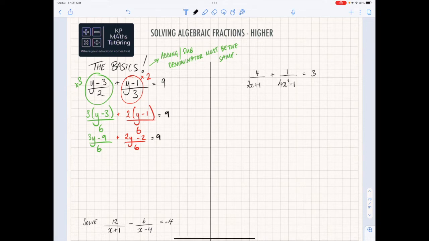Now we're in a position that the denominator is the same. We can actually tidy this up a bit. So now we can actually collect our like terms. Okay, so what I mean by that is the top, we've got 3y plus 2y, so that gives me 5y. And then the bottom, we've got minus 9, and we're minusing 2, so minus 11. And it's all over 6. Remember, you do not add the denominators together, you leave them as the same. And that now equals 9.